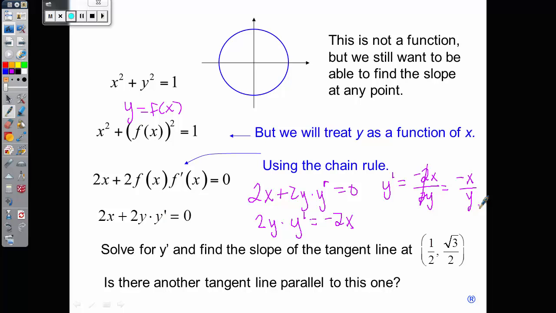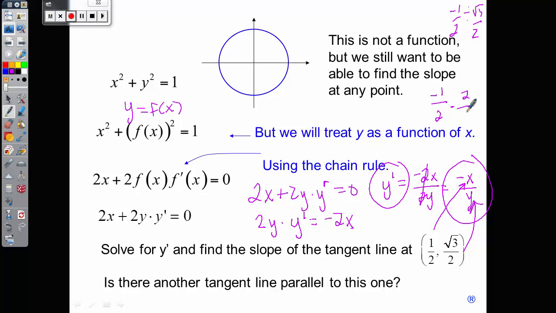So then to find the slope of the tangent line, remember y prime is the derivative, so this is the slope of the tangent. We have to plug in x and y to find the slope of the tangent. So we would do negative 1/2 divided by root 3 over 2. Remember, when you divide fractions, you keep, change, flip. So negative 1 over 2 times 2 over root 3 gives you negative 1 over root 3, which we simplify to be negative root 3 over 3. That's the slope of the tangent line, negative root 3 over 3.